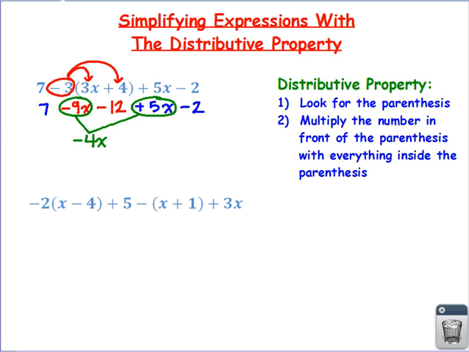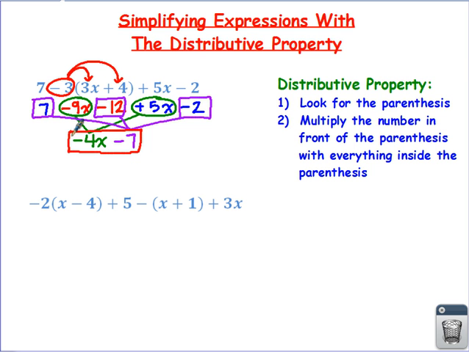Now I'm going to combine my numbers, which is 7 plus negative 12 plus negative 2. 7 plus negative 12 plus negative 2, that's going to give me negative 7. So that acts like a minus 7. And I could rewrite that, or if they're pretty close together already, I'm going to leave it in that form, negative 4x minus 7.